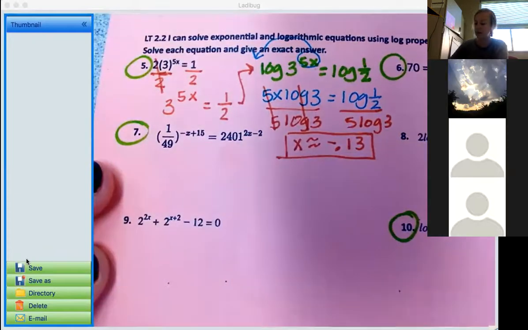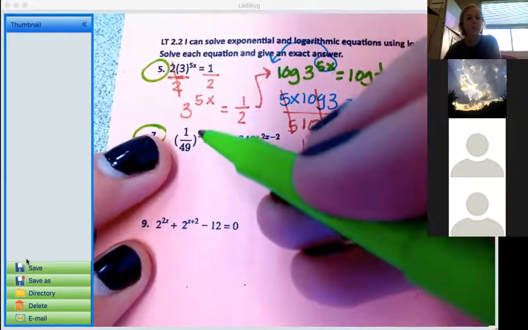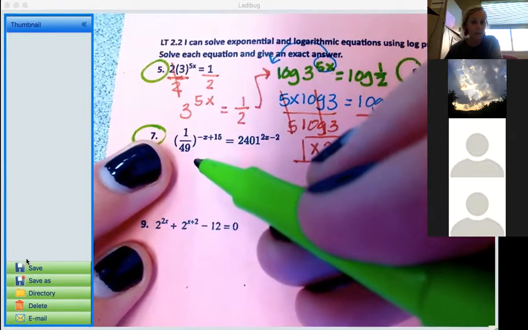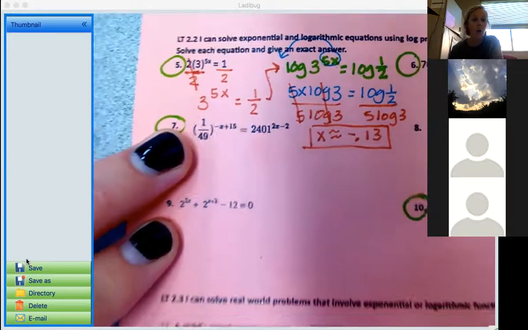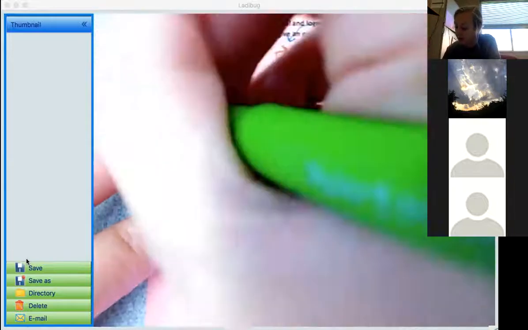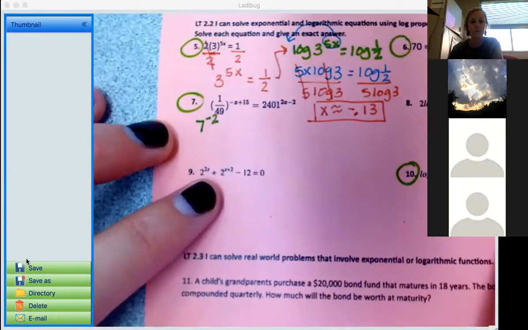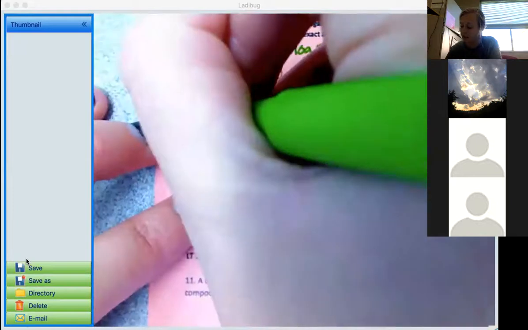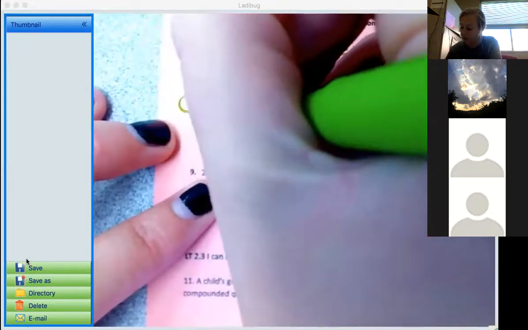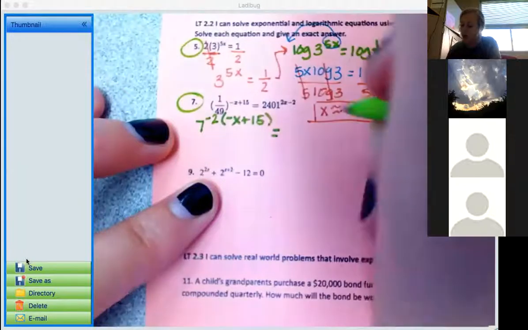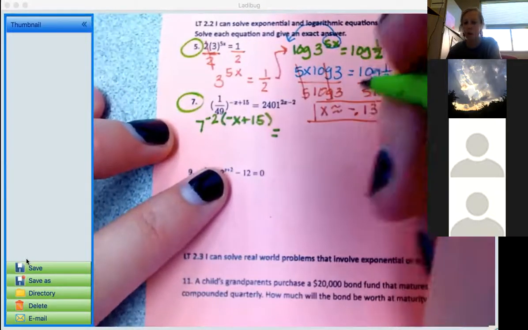7. Good. So 1 over 49 is the same as 1 over 7 squared, right? So 1 over 7 squared is the same as 7 to the negative second. And then I'm going to bring down the exponent that was there before. And then 2,401 can be written as 7 to the what?